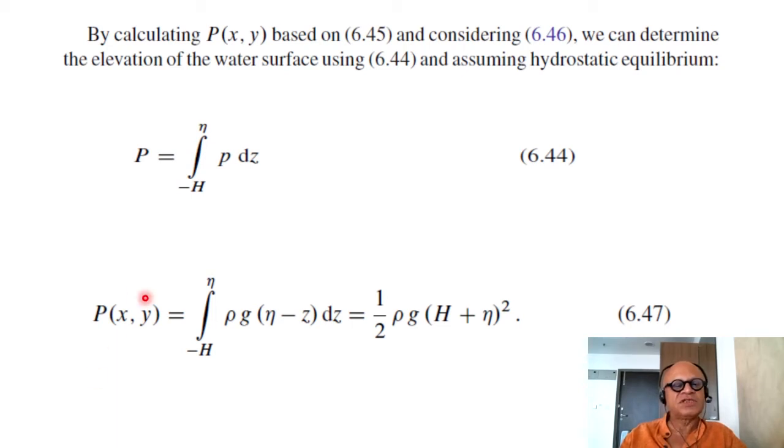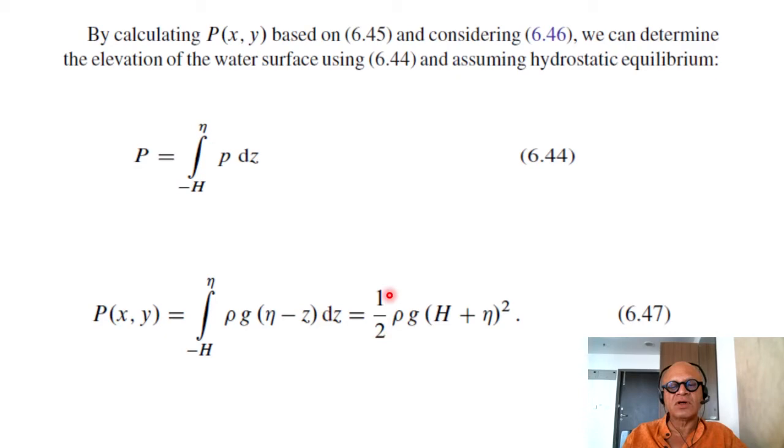Okay, so the distribution of pressure then, P(x,y), is the integral from minus h to eta of rho times g times (eta minus z) dz. If you remember, hydrostatic equilibrium gives us that pressure at any depth z is just equal to the weight of the water above it. So eta is the surface level, z is the depth, eta minus z is the water column, times rho g is the mass, so we integrate that in the vertical.